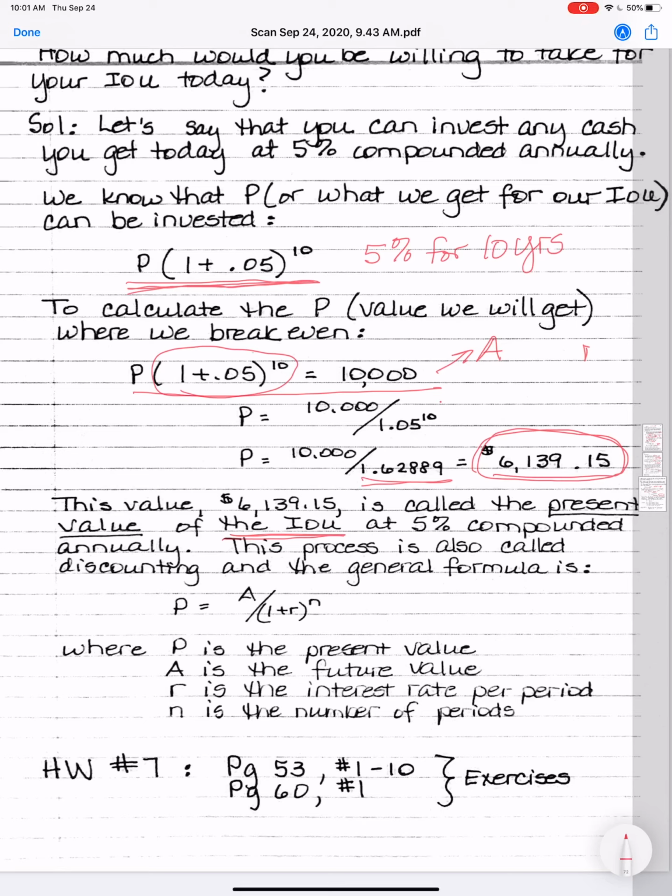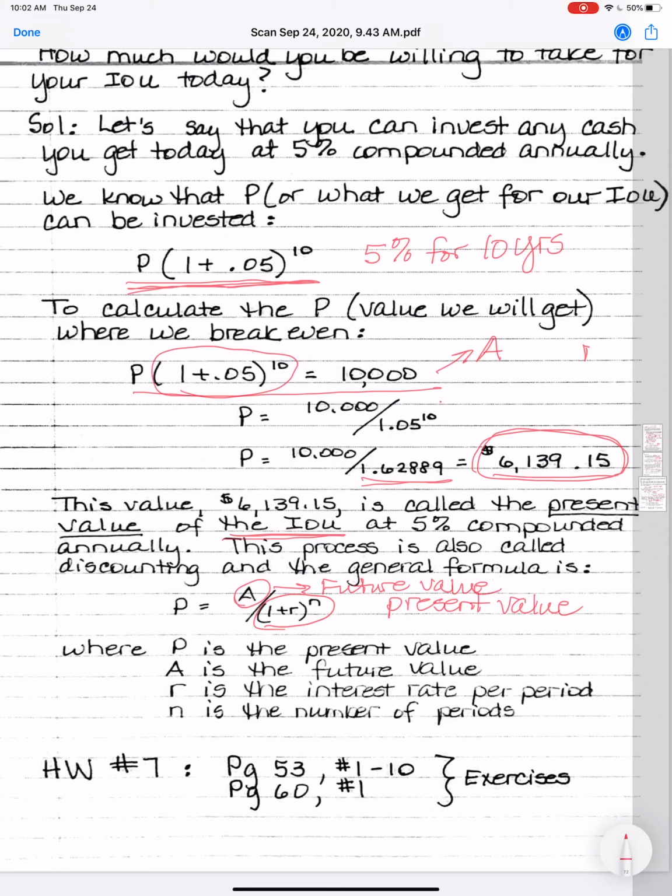And you can always calculate the present value by taking the future value and dividing it by (1 plus r) to the n. You can see it's still real similar to our compound interest formula. It's just that now we're finding the P rather than the A. So P is the present value, A is the future value, r is the interest rate, and n is the number of periods.